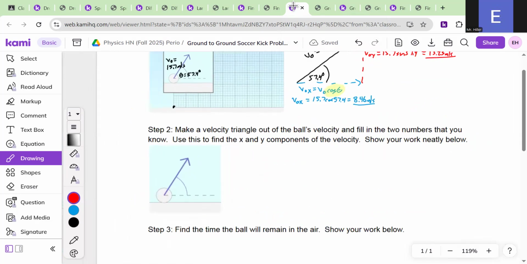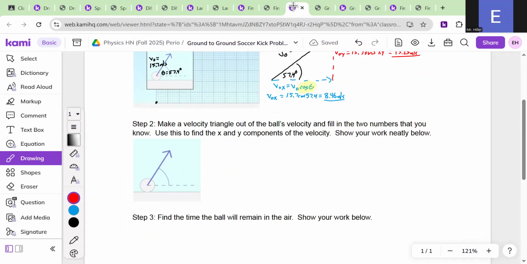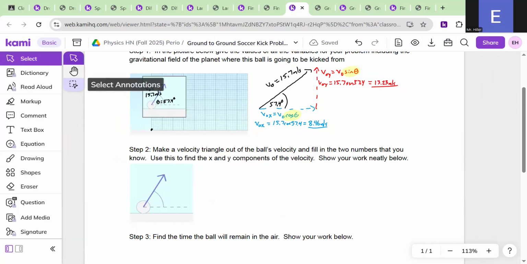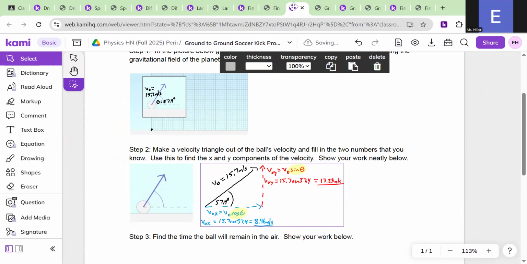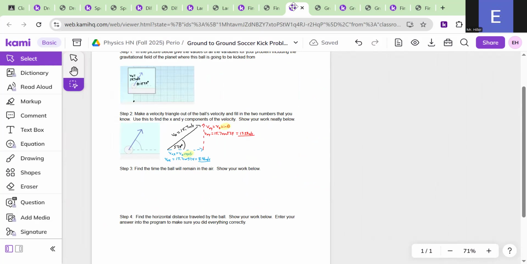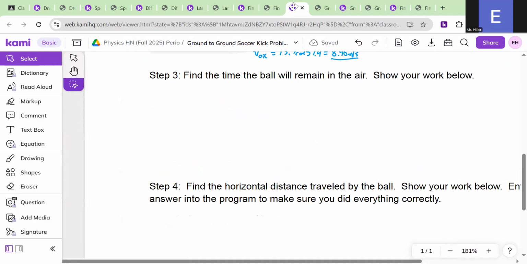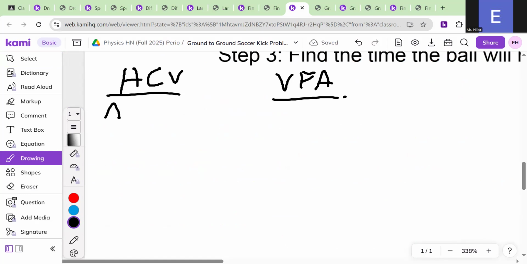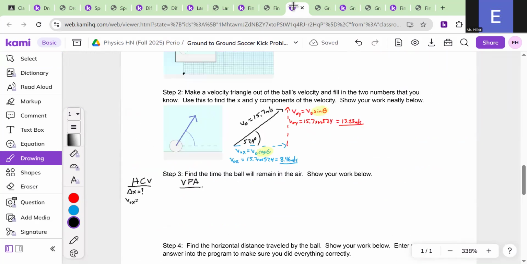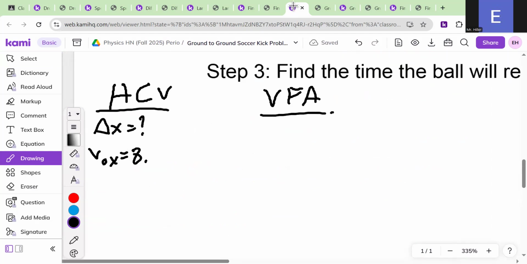Okay. Now, it looks like I was supposed to do that for the part over here. So I'm just going to go ahead and move this down over here. Okay. Now, what I will need in order to do my problem is a list of variables, right? So make your list of variables. Horizontal constant velocity, and vertical free fall acceleration. Okay, so this is going to be what? Delta x, V naught x, which I found to be 8.46 in my example, and time.